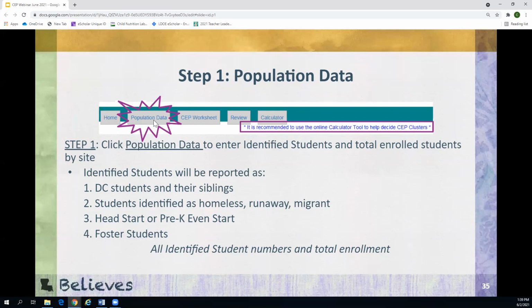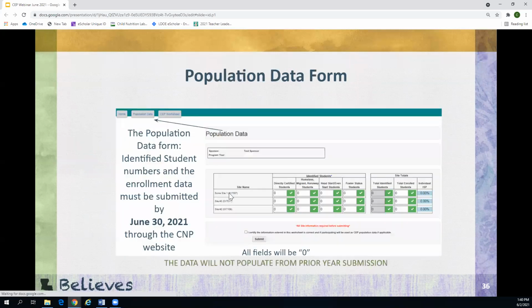So the identified students are reported in 4 different categories. It's the direct certification students and their siblings, students identified as homeless, runaway, or migrant, Head Start or pre-K even start, and foster students. And all numbers, your identified students and your total enrollment, are included in this worksheet. This is to be submitted by June 30th through the website.